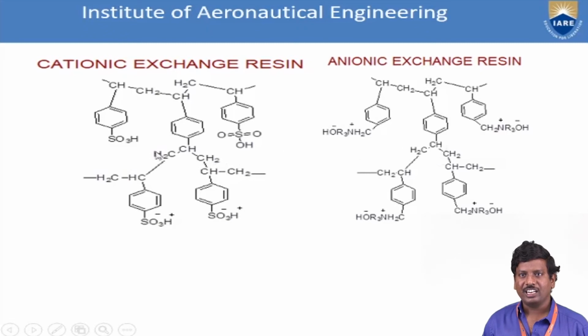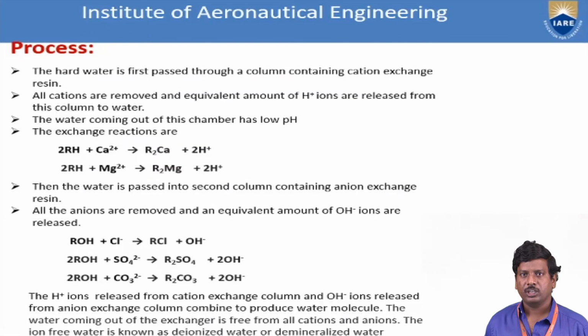So these cation exchange resins are applicable to exchange the H plus ions from the water, whereas anion exchange resins are applicable to replace the OH minus ions from the resin. Finally, the H plus ions and OH minus ions combine to give water molecules. And what is the process of the cation exchange and anion exchange?